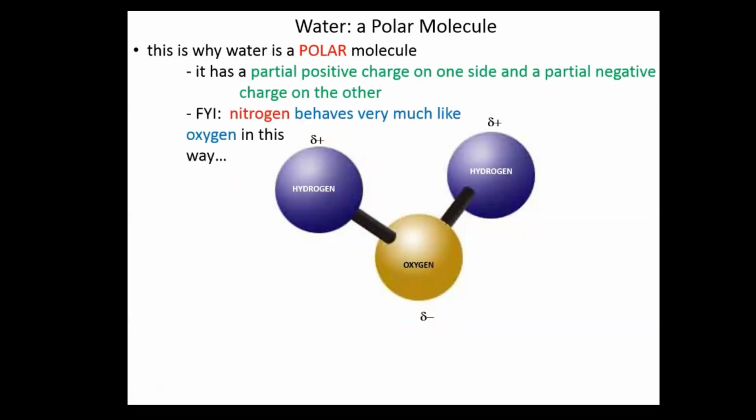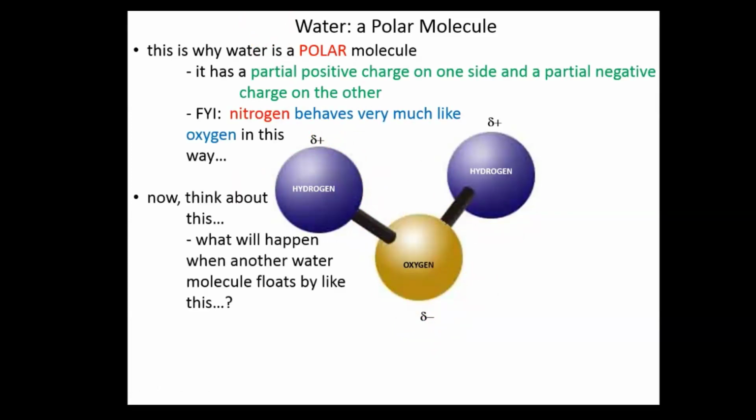As I mentioned, nitrogen is also highly electronegative, so when nitrogen is involved in bonds with hydrogen, the same thing happens. The more those electrons spend time around nitrogen, nitrogen takes on a partial negative charge, and the hydrogens that nitrogen is bound to remain partially positive.